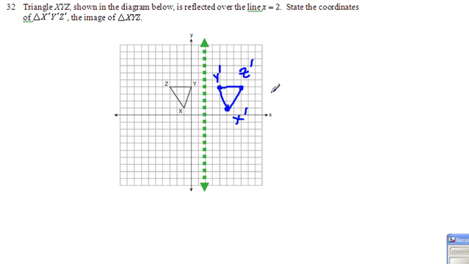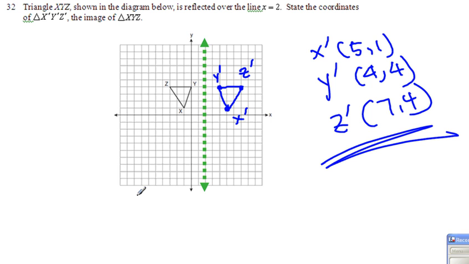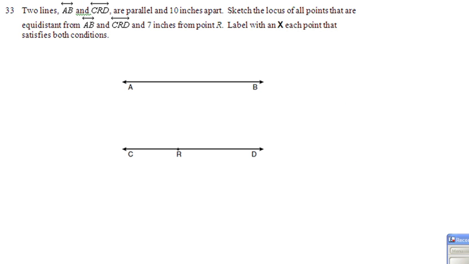That becomes its image. Now the coordinates: X prime is 5, 1. Y prime seems to be 2, 4. And Z prime is, this one was 5, so 7, 4. There it goes. That's our answer, number 32. Number 33. Two lines, A and B, and those are 10 inches apart.